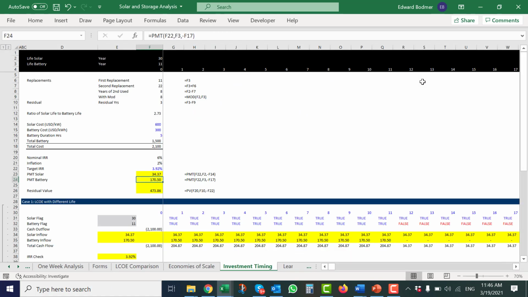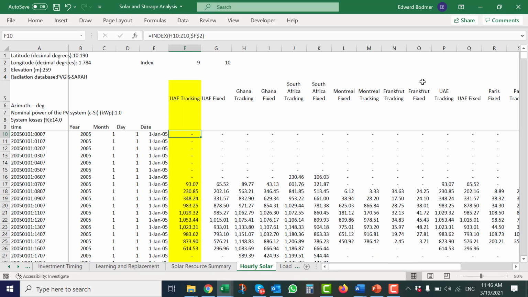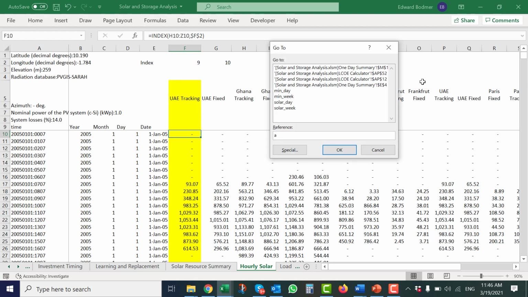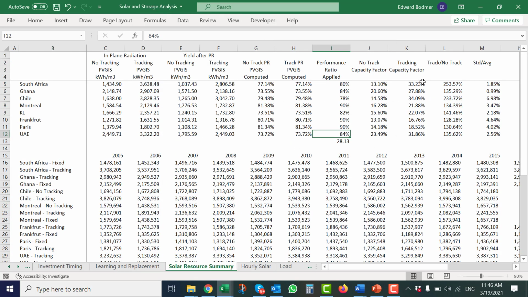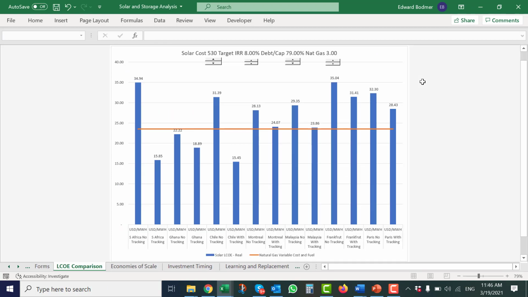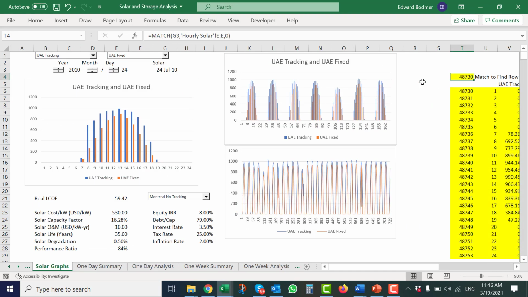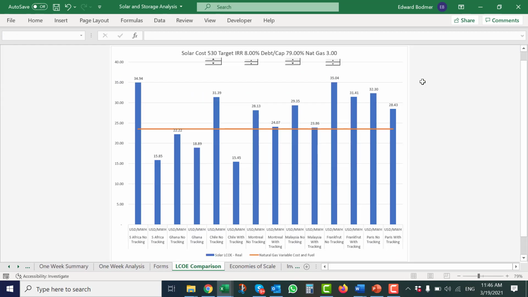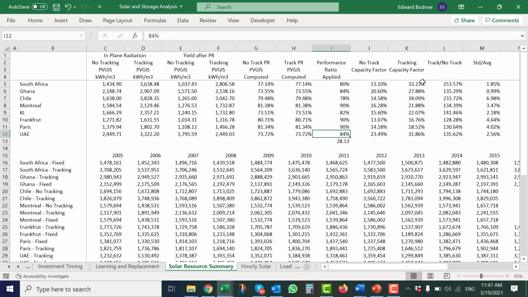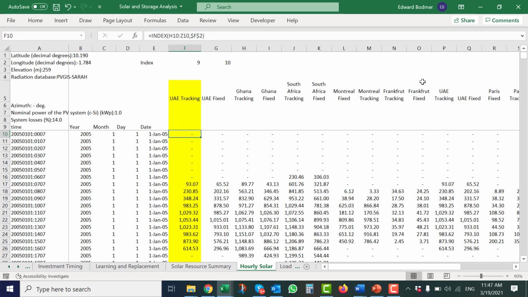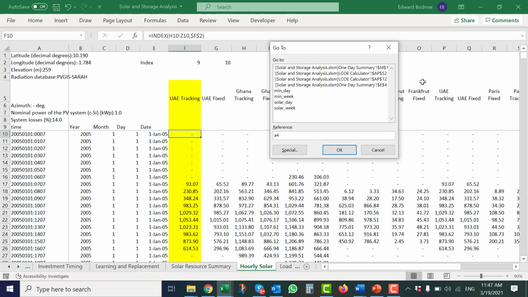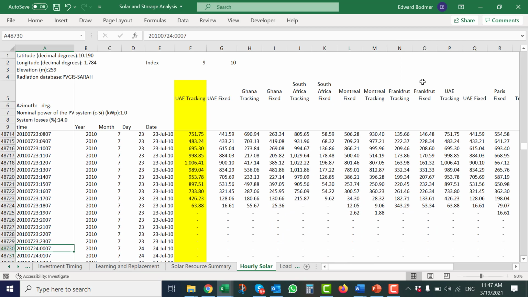You go to the hourly sheet, and you press F5, the trusty old F5. Oh, I forgot what it is. Damn it. 48, what was it? I can't remember anymore. That was cheating. 48, 7:30. I'm trying to think about two things at the same time. I'm being yelled at all the time for making videos. 48, 7:30. You go down there, and that is the 7th of July, 2010.